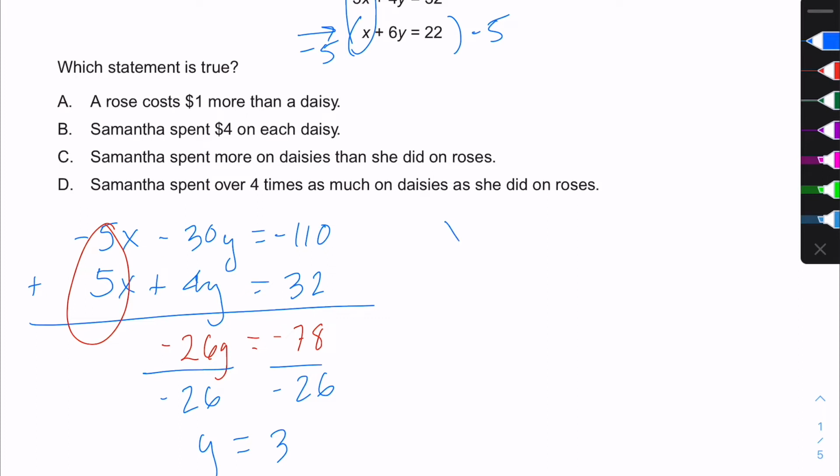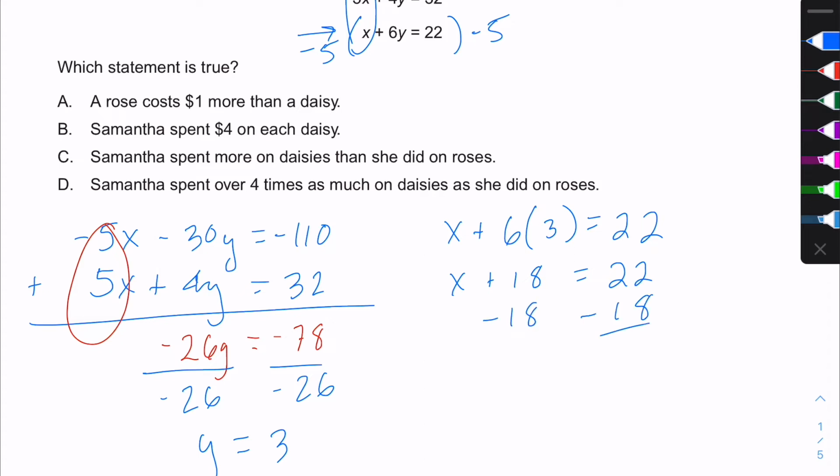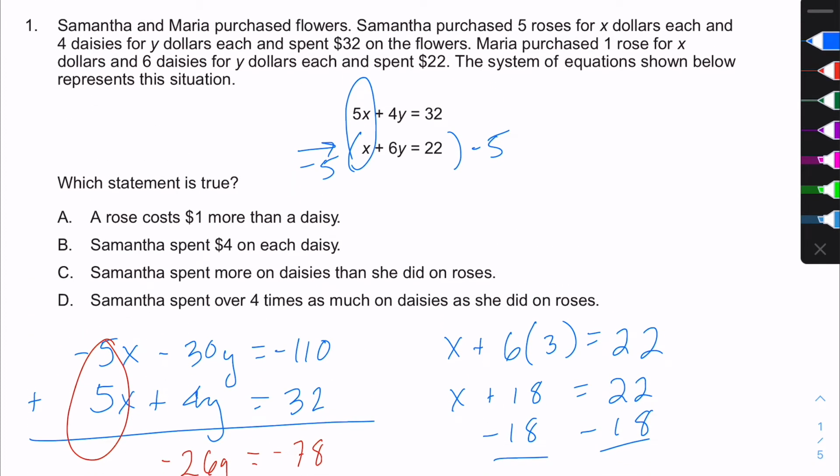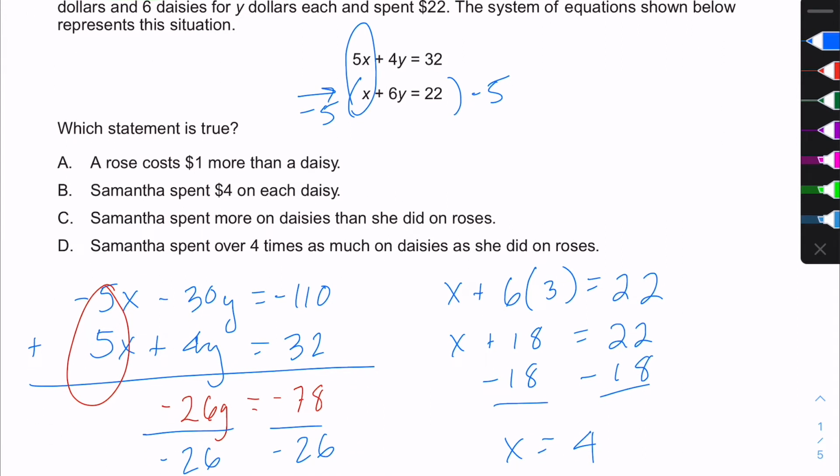I'm going to plug it into the second equation. Remember that if you plug it into both equations, you should get the same answer, and that's a good way to check yourself. All right, so x plus 6 times 3, we now know, is equal to 22. So x plus 18 equals 22. Subtract 18. X equals 4. All right, let's go back and remind ourselves what these represent. Roses for X dollars and daisies for Y dollars. Okay, so X is roses, Y is daisies.